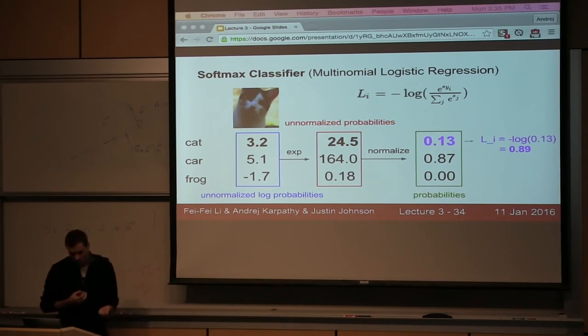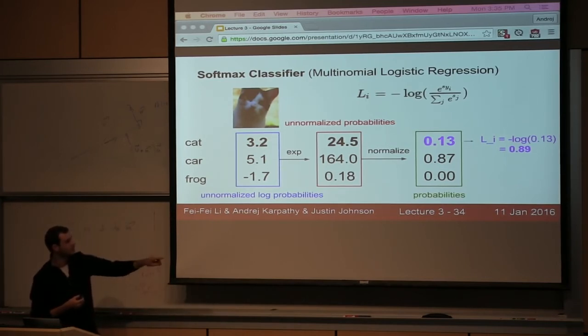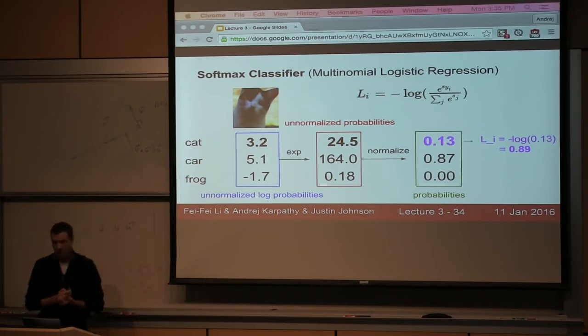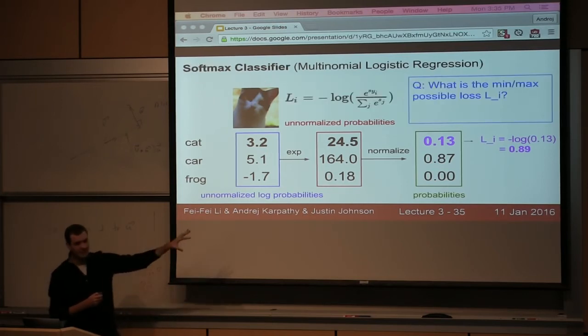And so that's the final loss that we would achieve for this class here under this interpretation of a softmax classifier. So 0.89 for softmax. Okay. So let's go over some examples. Let's go over some questions now related to this to try to interpret exactly how this works.